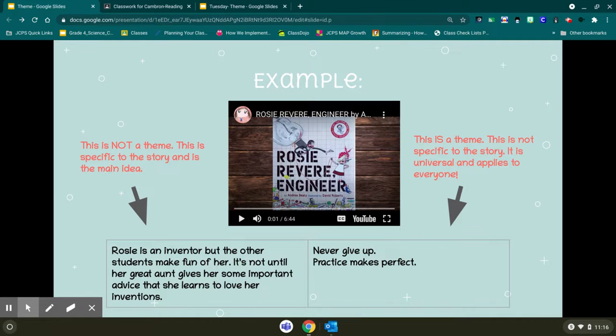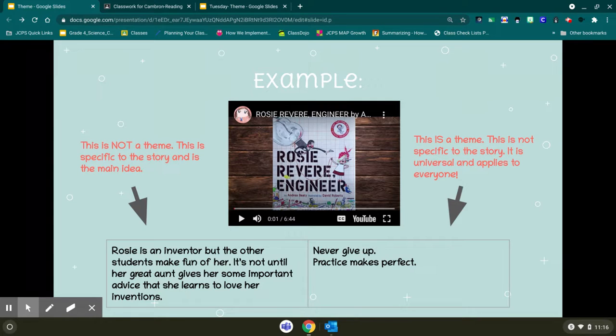This is not the theme of the story. This is the main idea because it is specific to this one story. You are not going to read other stories about Rosie being an inventor and how important her great aunt is. So this is the main idea. It tells me the characters, tells me part of the problem, and it even gives me some of the solution.